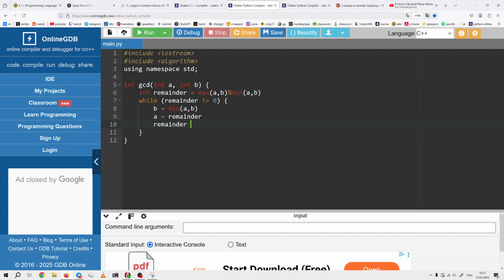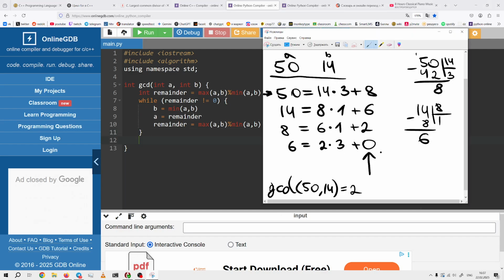The next step is, of course, the remainder is our new remainder, which consists of the previous remainder and the minimum. It's from the Euclidean algorithm, if you understand me. And it's the same thing as there. We do it until our remainder is equal to 0. And when our remainder is equal to 0, what do we choose?